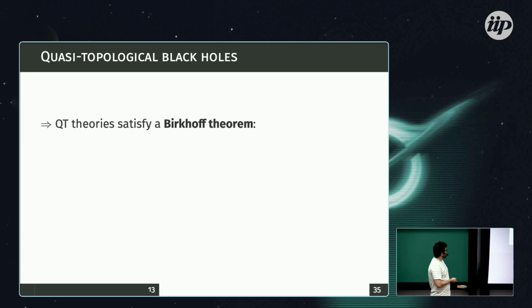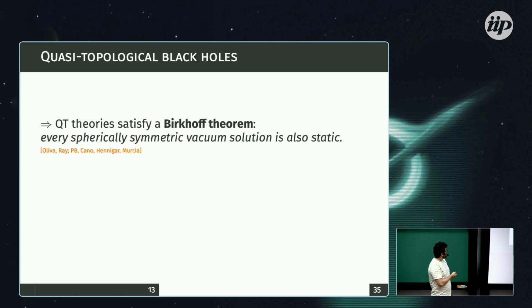Okay, so that's precisely what happens. These theories satisfy a Birkhoff theorem, which means that every spherically symmetric vacuum solution is also static. So this is actually the original motivation of Oliva and Ray. We have proved this for arbitrary orders.